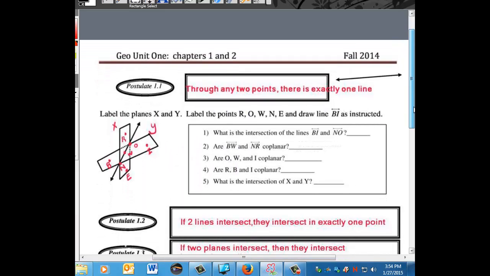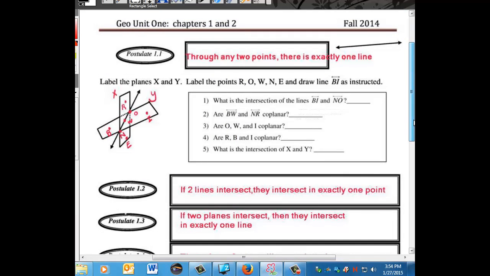Hello, and welcome back to geometry. We're going to start with the intersection of 2 planes. Actually, we have through any 2 points, there is exactly one line. So let's show that with our points. Let me click on the pen. And let's get the right color. Let me go with the blue.